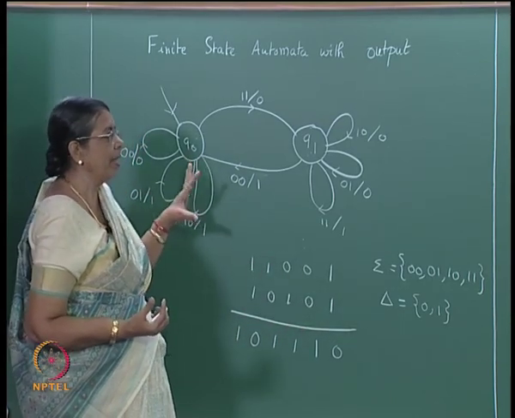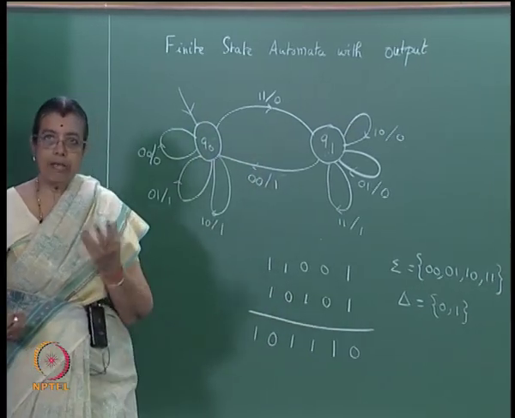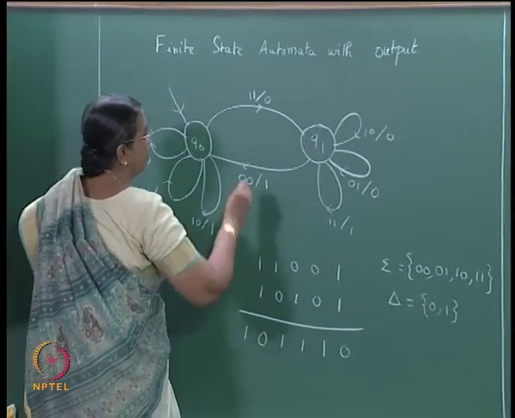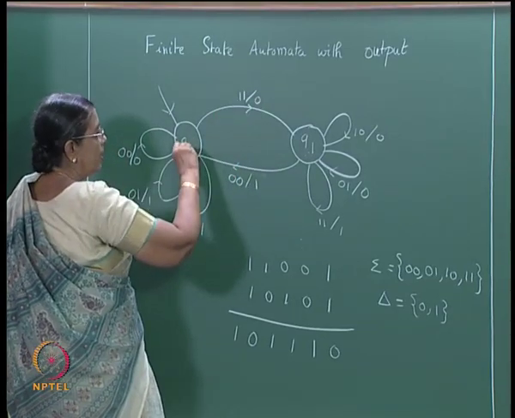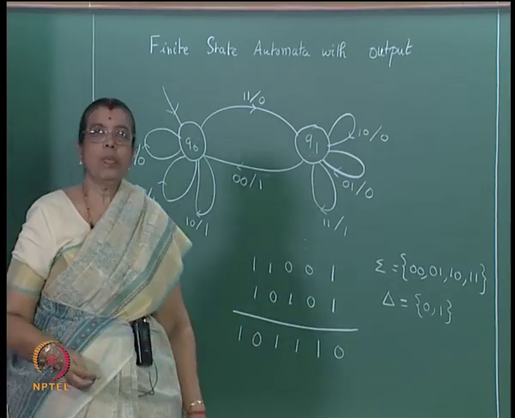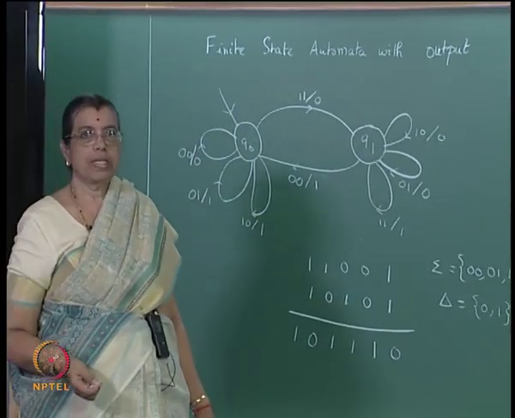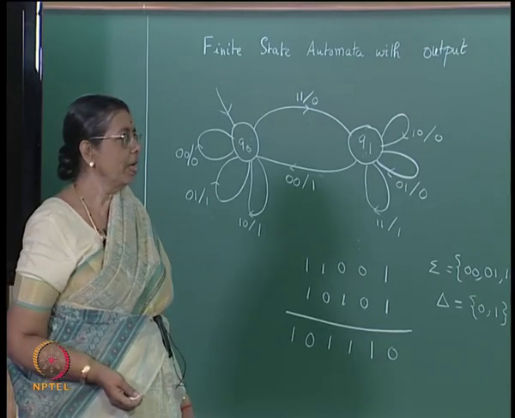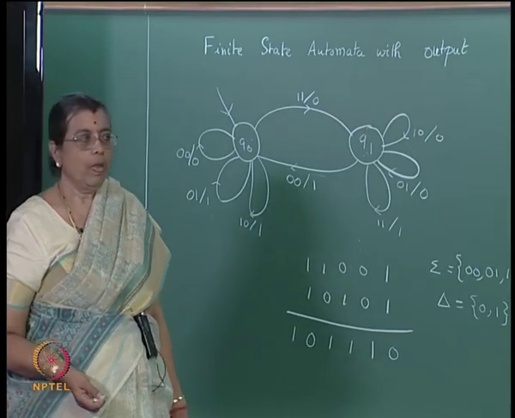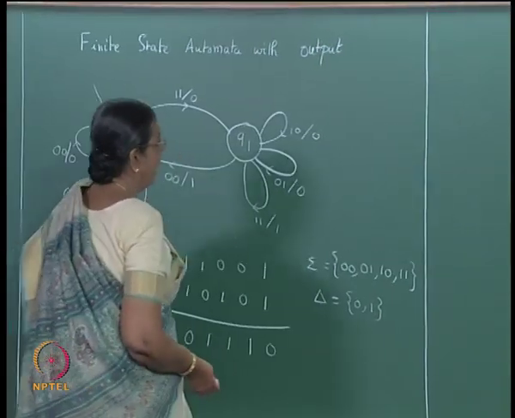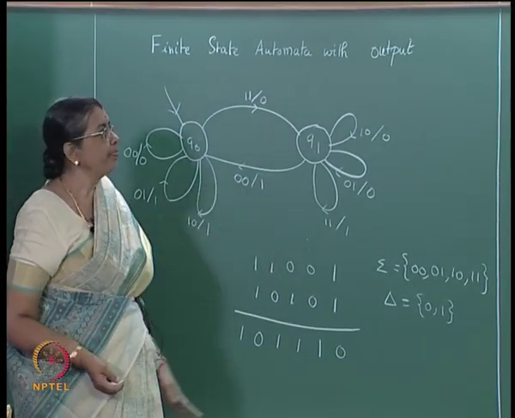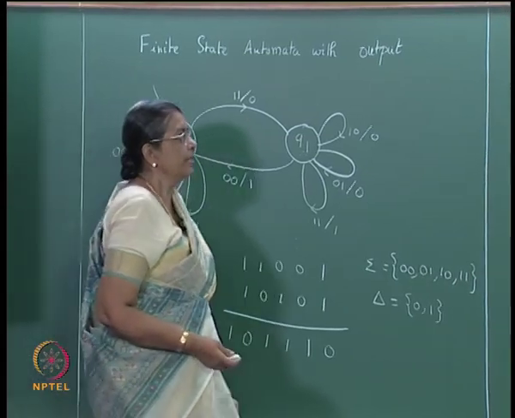So, this automaton works in such a way that when it receives some input, it outputs something. You can very easily see that this output depends on the state and the input symbol. So, in this example, the output depends on both the state and the input symbol. Sometimes the output may depend just on the state alone. So, that we call as a Moore machine, and this type of a machine we call as a Mealy machine. And let us define it formally.